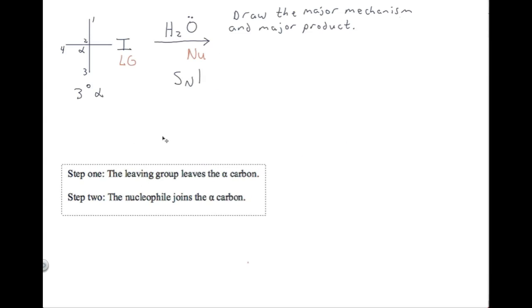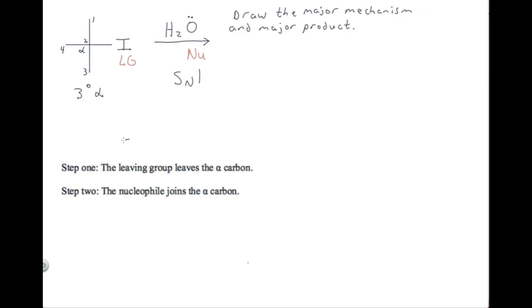Here's what we've memorized happens in the steps for an SN1 reaction. First step, the leaving group leaves the alpha carbon. We show the arrows for that like this. Remember that a leaving group receives electrons as it leaves. That's the only arrow that we need for the first step. It might seem weird that the leaving group leaves on its own without being pushed, but that's the way it works in the first step of an SN1 reaction.